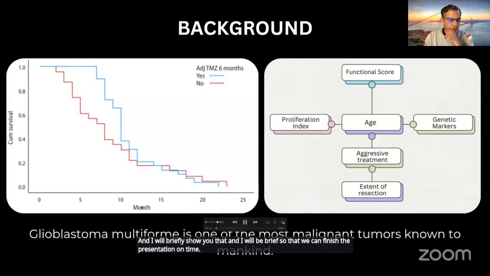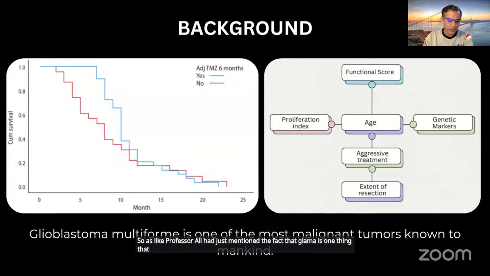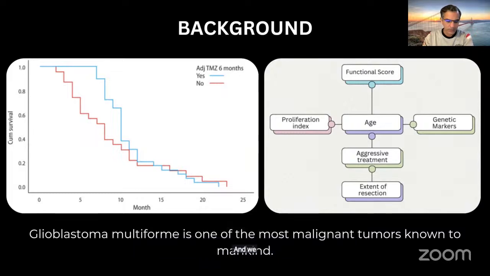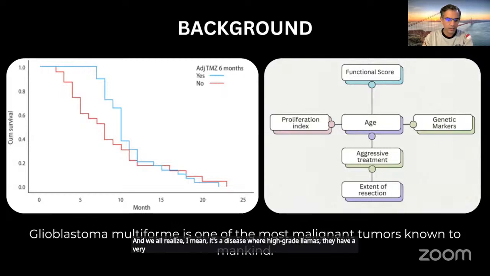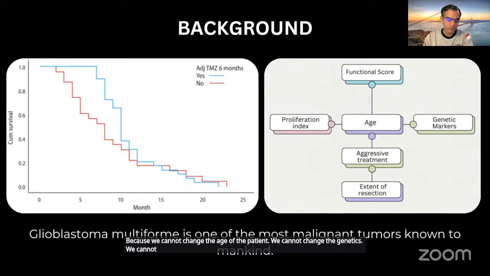As Professor Ali had just mentioned, glioma is one thing that mankind has not been able to conquer. It's a disease where high-grade gliomas have very high mortality and morbidity. All of us understand that the only thing we can change is probably the extent of resection, because we cannot change the age of the patient, the genetics, or the kind of tumor behavior that is there.